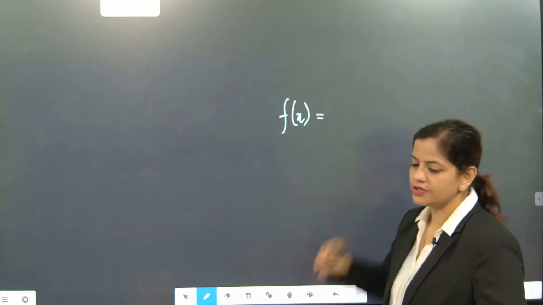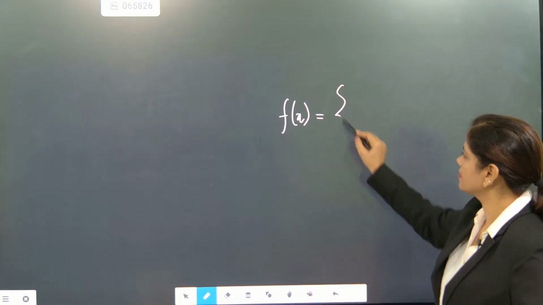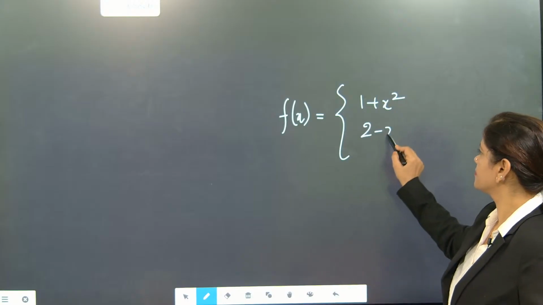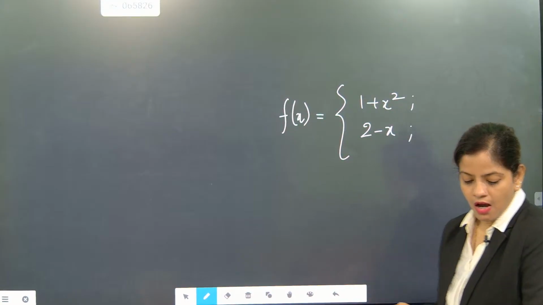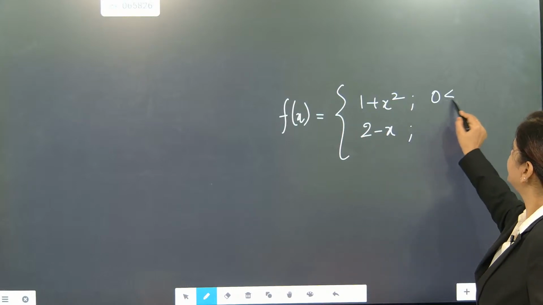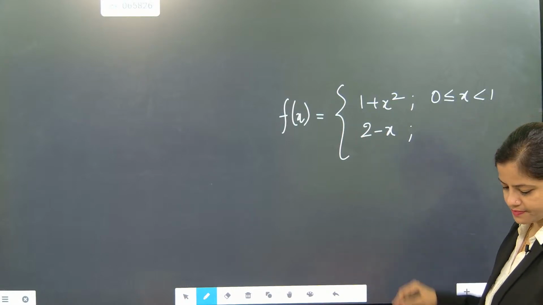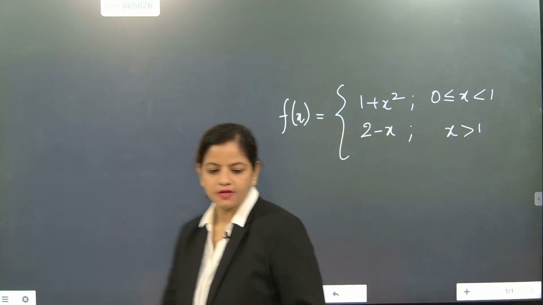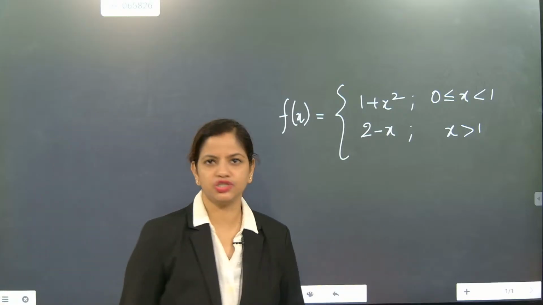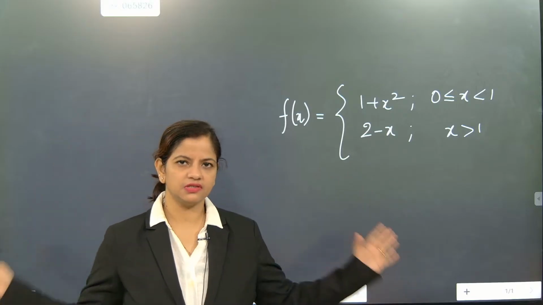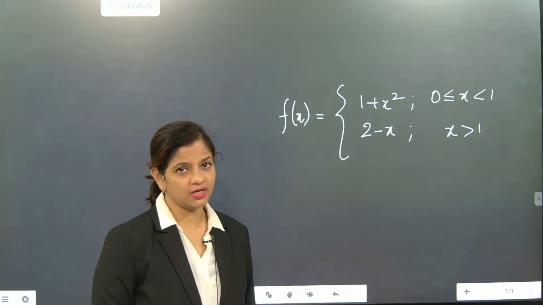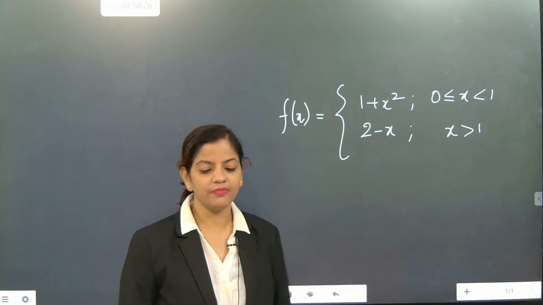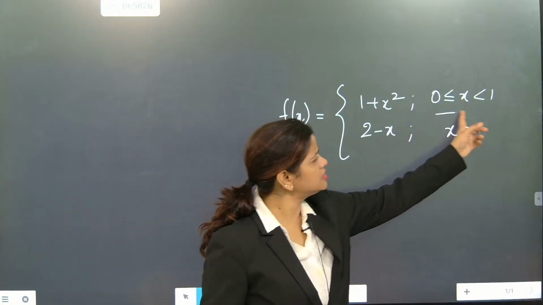f of x is equal to... A simple trick I will teach you. Nothing is given after this. Which one will be our limit? Check 0 to 1, greater than 1. Who is boss here? Can you tell me? What is the value here? See this one.